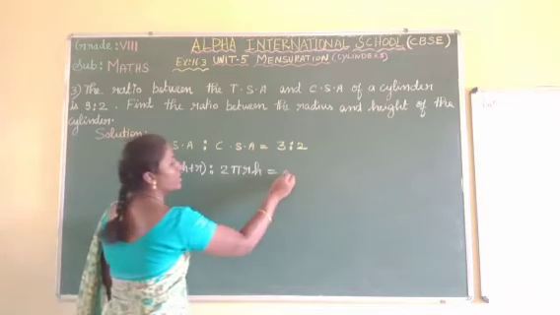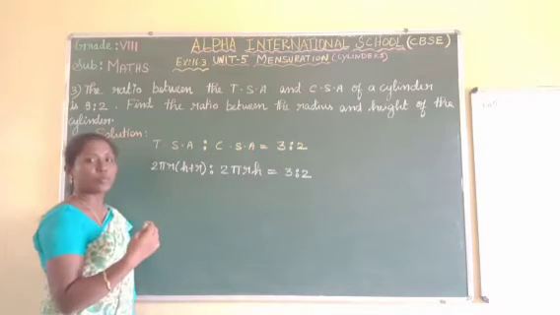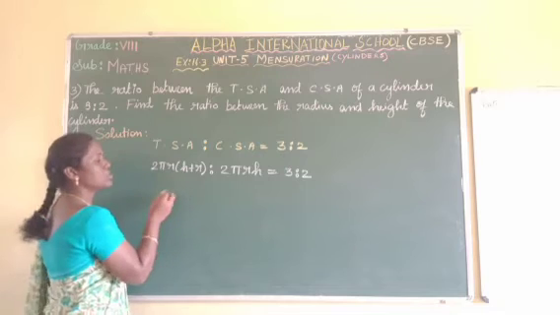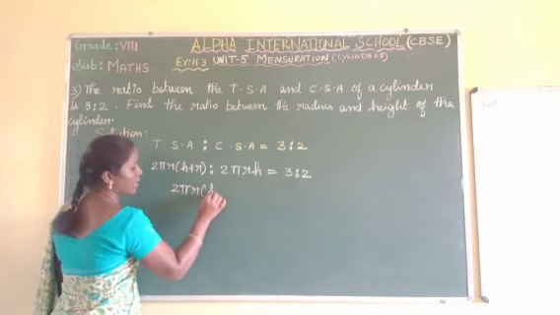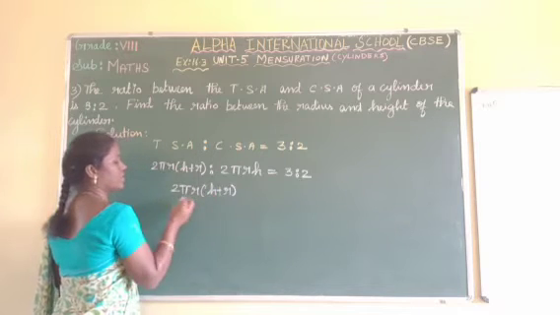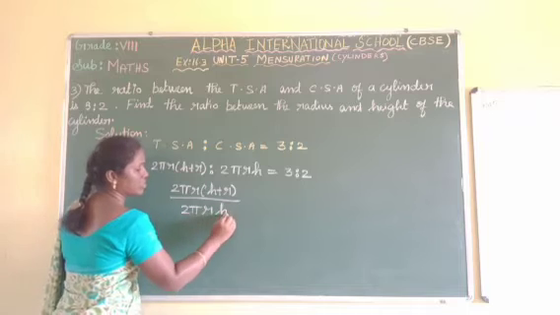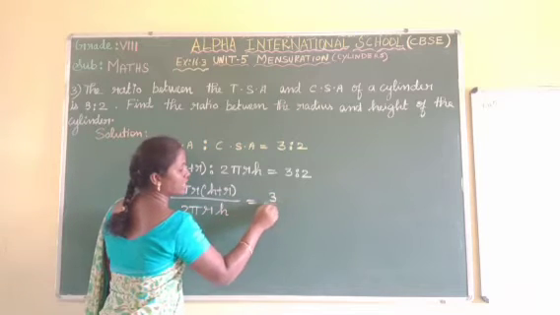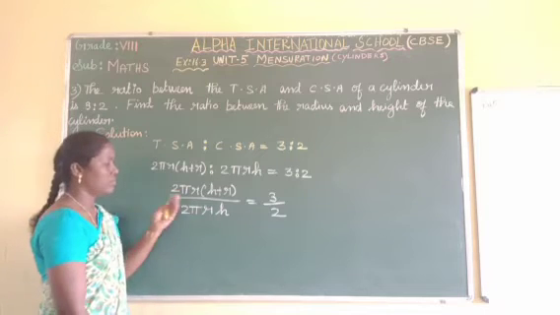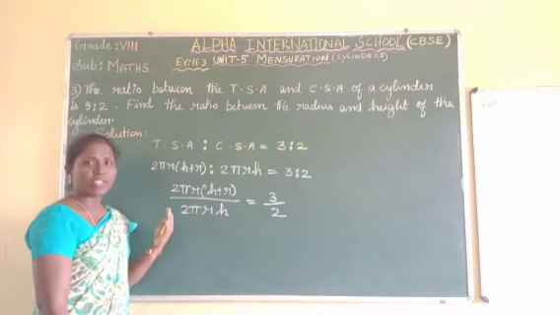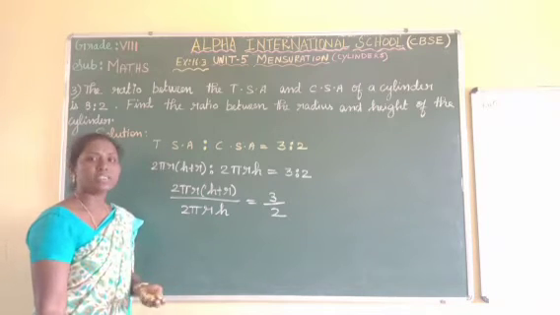In ratio means we can take it as a proportion, that is division. So change it: 2 pi r into h plus r, divided by 2 pi r h, is equal to 3/2. Now what can we do? We have it in the form of a fraction now. If it is possible to simplify, we can simplify the problem.